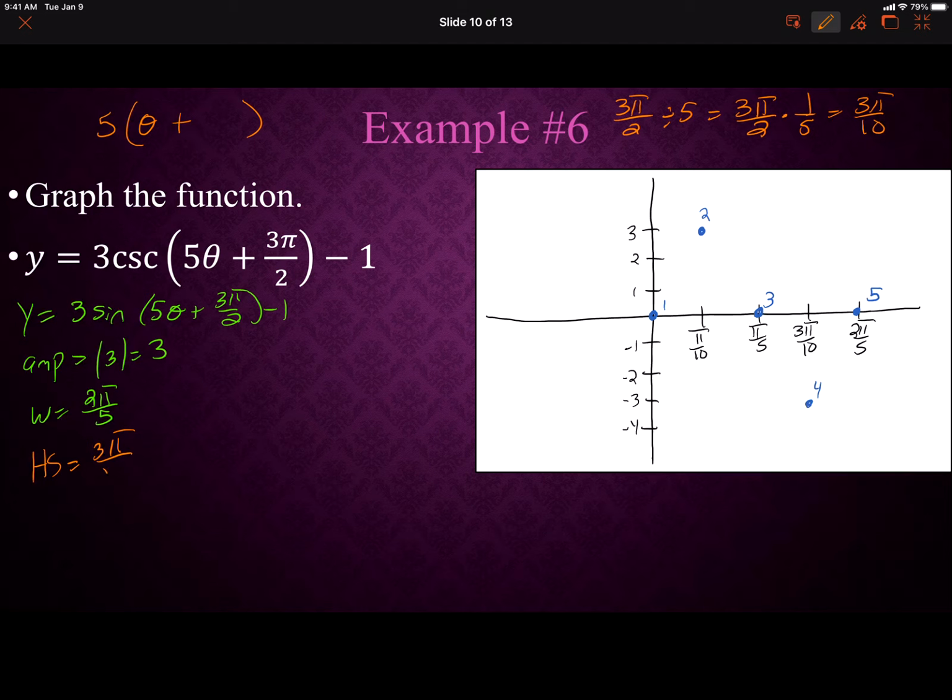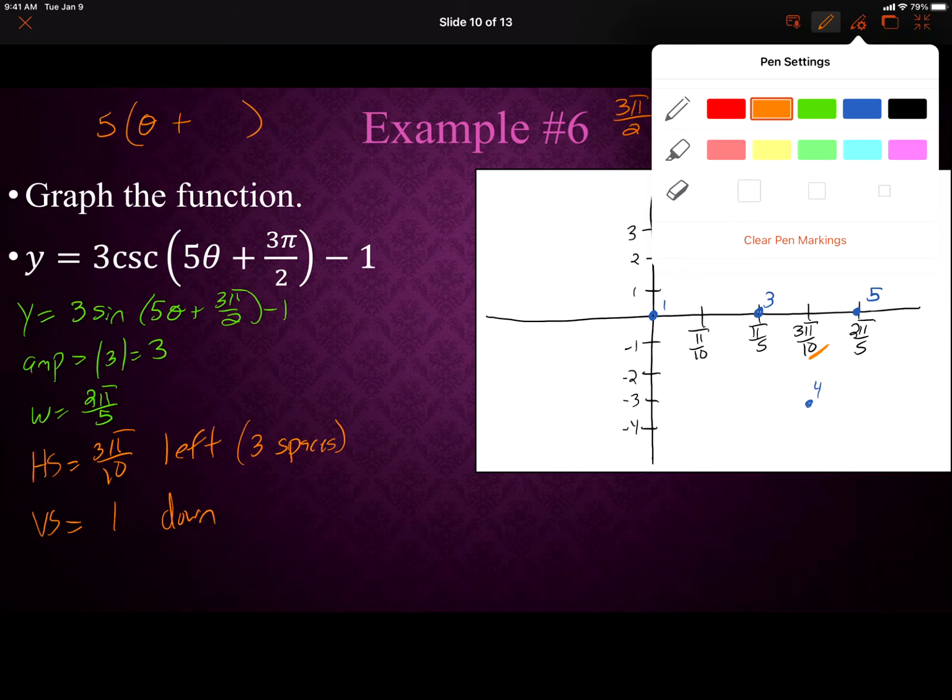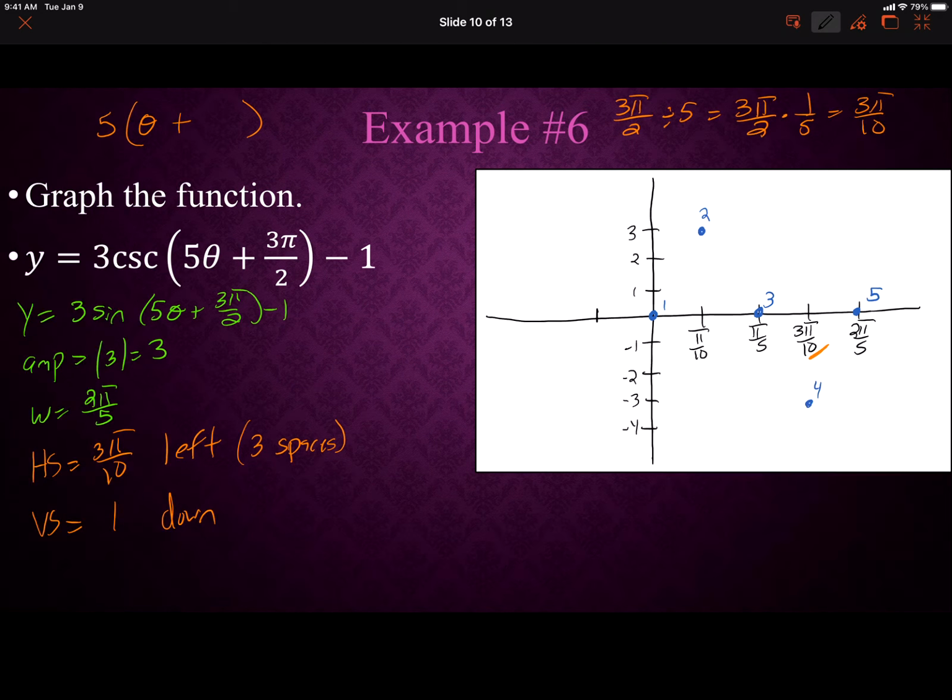We can recognize that 3 pi over 10 is going to go left because of the plus sign. It's also the third point there, so we're going to shift 3 spaces. Our vertical shift is again the -1, so it's 1 down. So each new set of points, we're going to go 3 spaces left, so I need 3 negative spaces there. Again, the negative side is just simply the reflection of the positive side with negatives, so it would be a negative pi over 10, a negative pi over 5, and a negative 3 pi over 10.